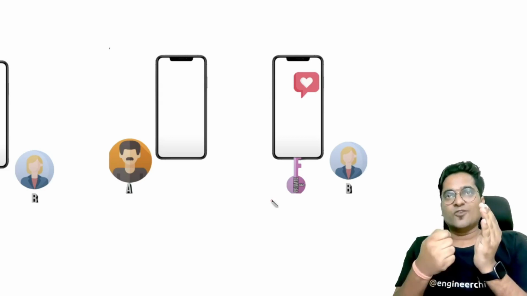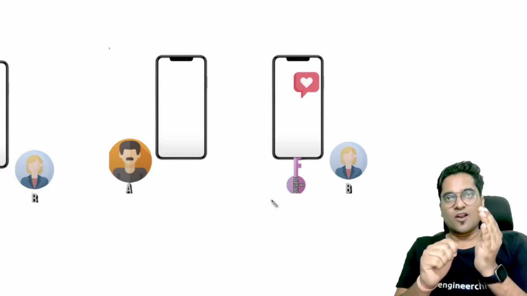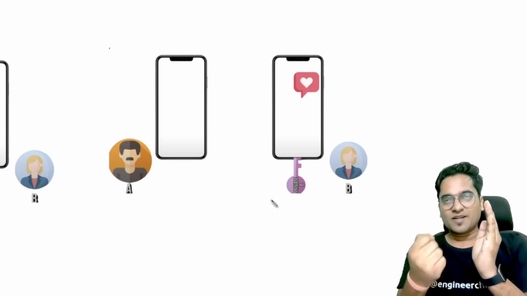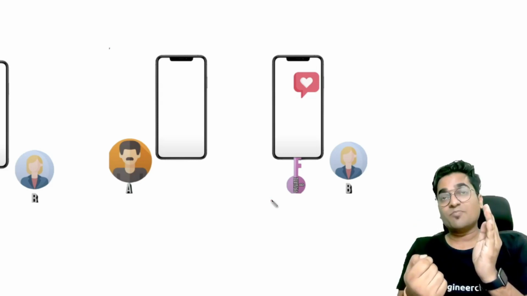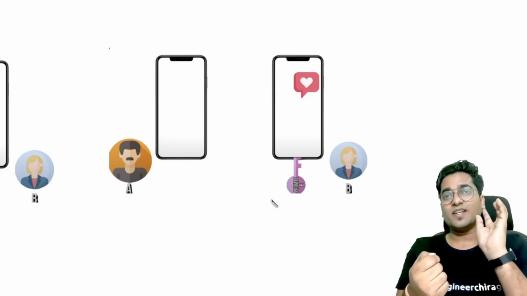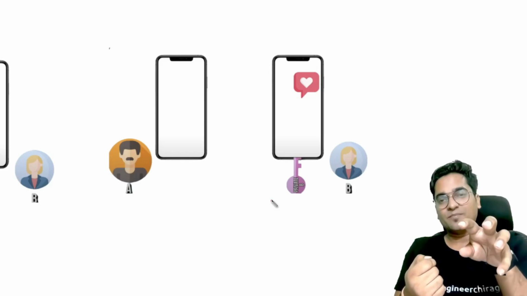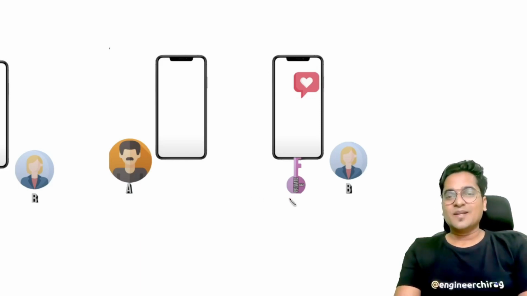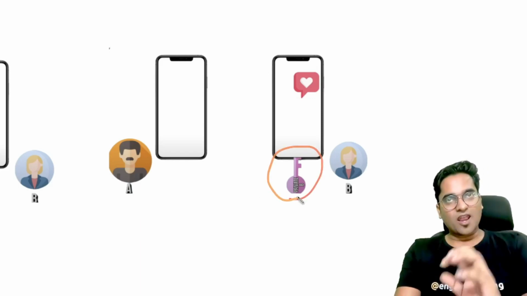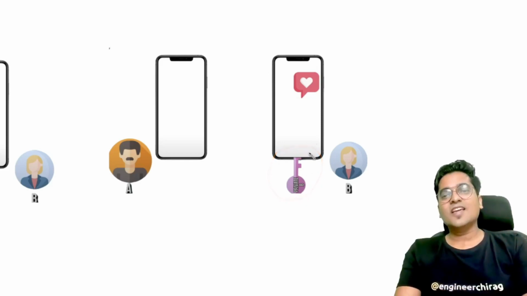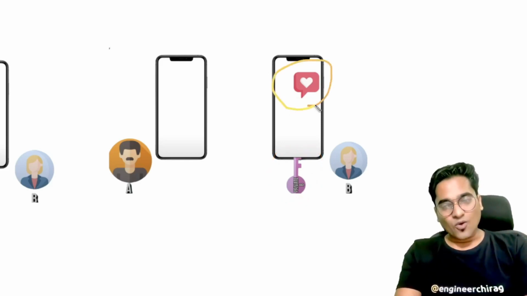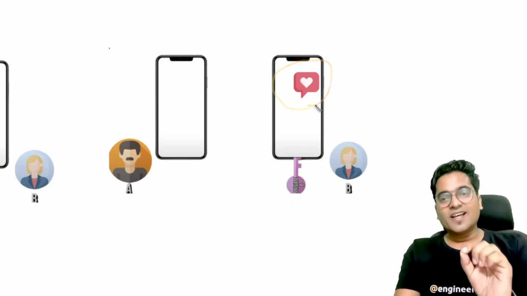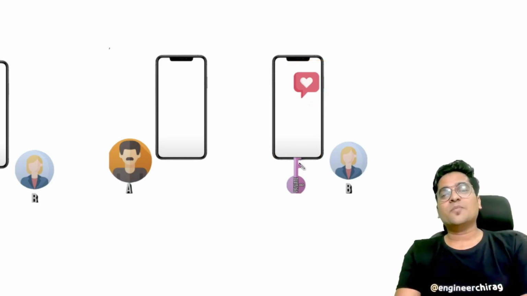So if your partner, your friend, or your XYZ colleague wants to unlock this message, simple thing: the person should have his private key, and the message should be encrypted using the public key of the same person. In this particular case, user B wants to decrypt the message, and this message was encrypted using the public key of user B only. Hence, that person can decrypt it.